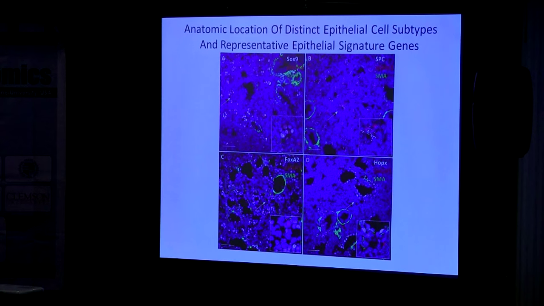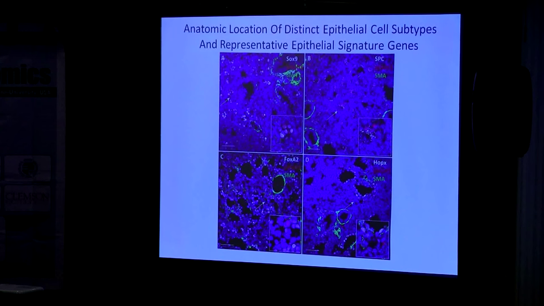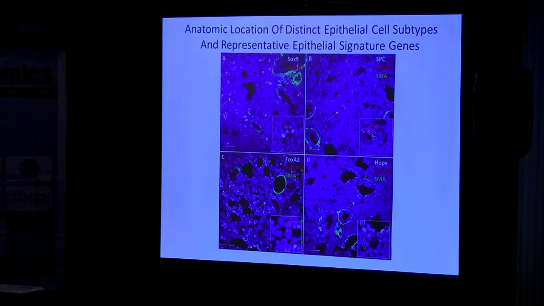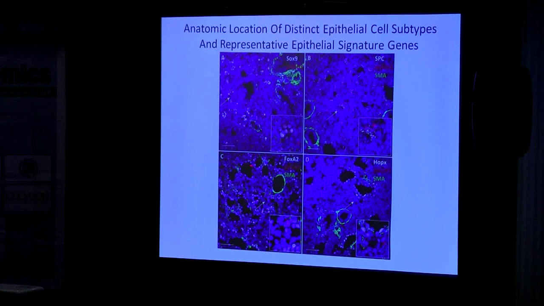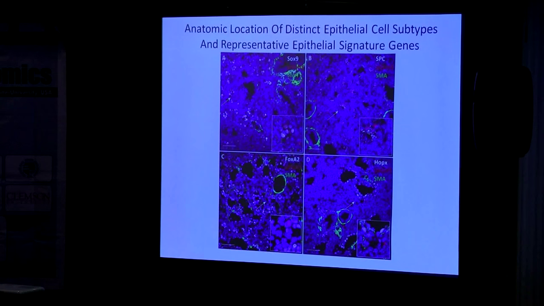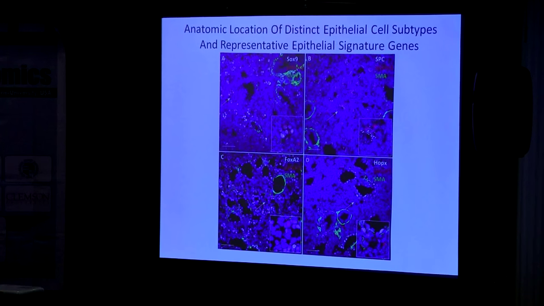And here we want to prove that physically we can detect the four subtypes of epithelia. We're using the immunofluorescent confocal microscope, and you can see the markers of SOX9, SPC, and FOXA2, and HOPX. SOX9 is more in the proliferative rosette. And we also characterize the cell proliferation property using the co-staining of phosphohistone H3. And you can see the SOX9 group are very proliferative, and the FOXA2 group are very proliferative, while the HOPX is mostly expressed in the dilated tubes, and they're not proliferative.